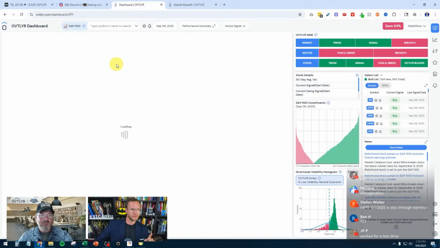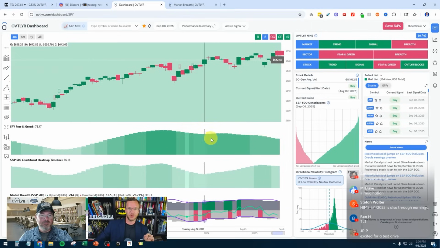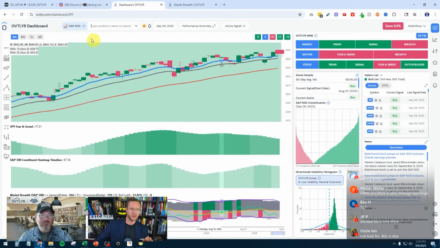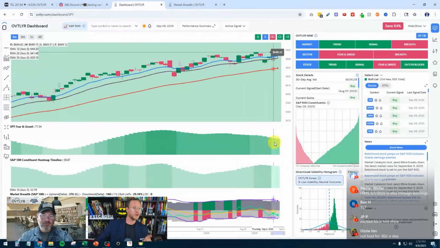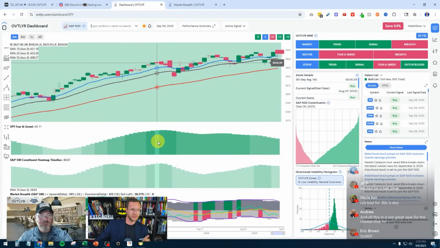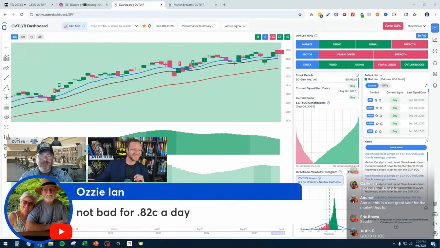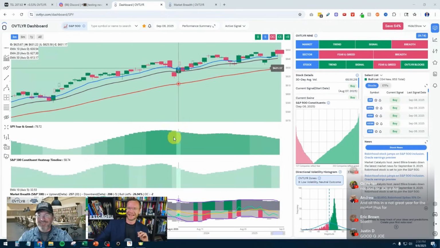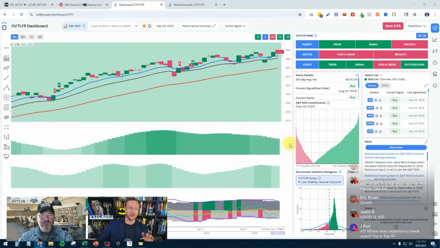If you are holding any stock at any point when the market's fear and greed is going down, when the SPY fear and greed is going down, you are setting yourself up for very negative expectancy. Very negative expectancy. Not bad for 82 cents a day. Thank you, Ian. So if the market is trending down on fear and greed, no bueno.